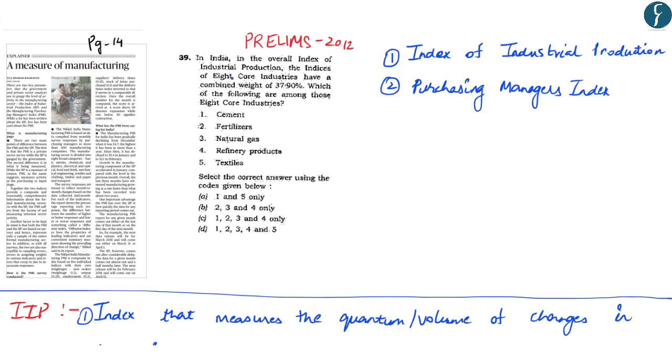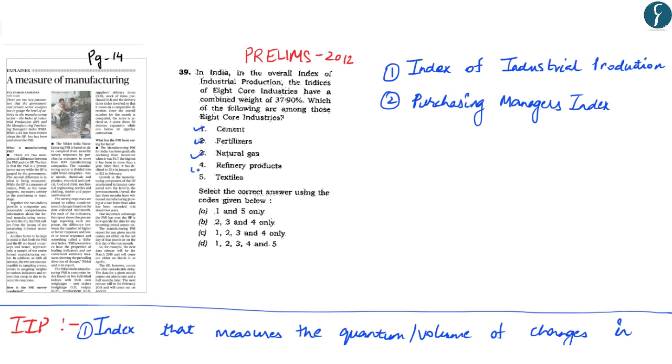Now coming back to this question, this talked about the 8 core industries, and it says which of the following are among these 8 core industries, and options are cement, fertilizers, natural gas, refinery products and textiles. And we know that these 4 are a part of 8 core industries, but textiles is not a part of 8 core industries. Hence, the correct answer here is option C. So similar to IIP, questions can also be asked about PMI in the prelims exam. With this, we will move on to the next article.